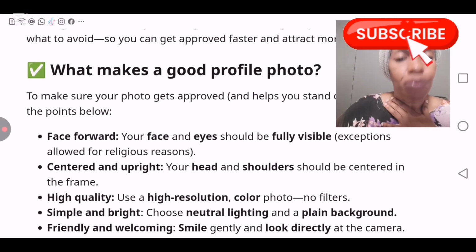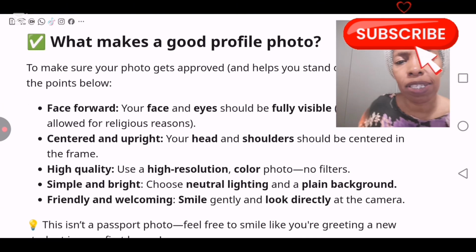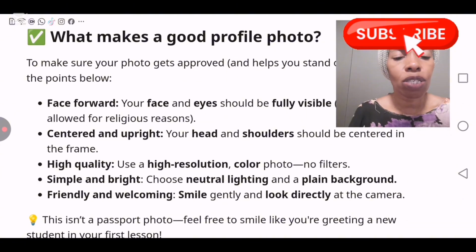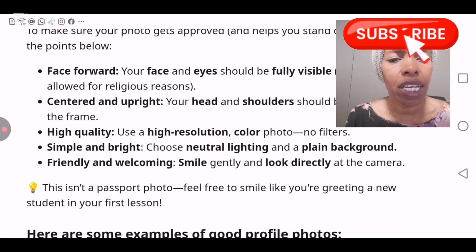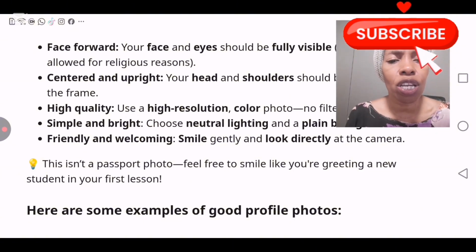Face forward. Your face and eyes should be fully visible, except for religious purposes. Then centered and upright. Your head and shoulders should be centered in the frame. High quality. Use a high resolution color photo, no filters. Simple and bright. Choose neutral lighting and a plain background. Friendly and welcoming. Smile gently and look directly at the camera. This isn't a passport photo. Feel free to smile like you are greeting a new student in your class.